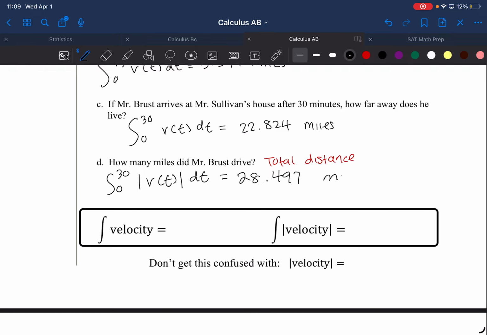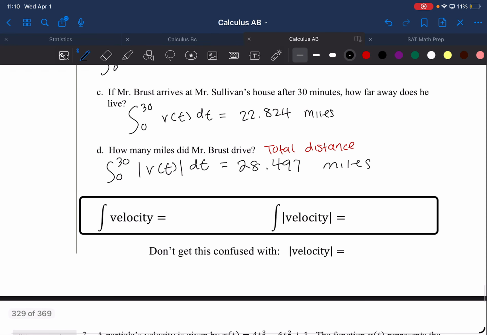28.497 miles. So even though Mr. Sullivan lived 22 miles away, it still took him about 28 miles to reach his house. So that leads us to these definitions here, because remember, we've already talked about total distance before, but not in terms of integration. The first part of this formula here, the integral of velocity, is called displacement.